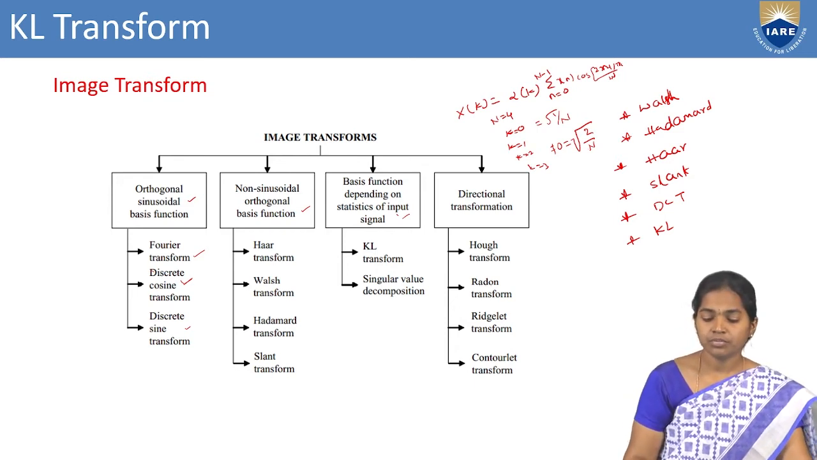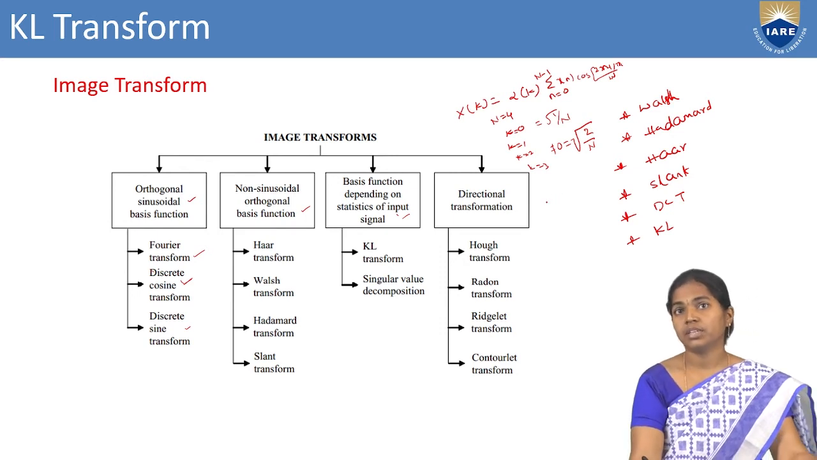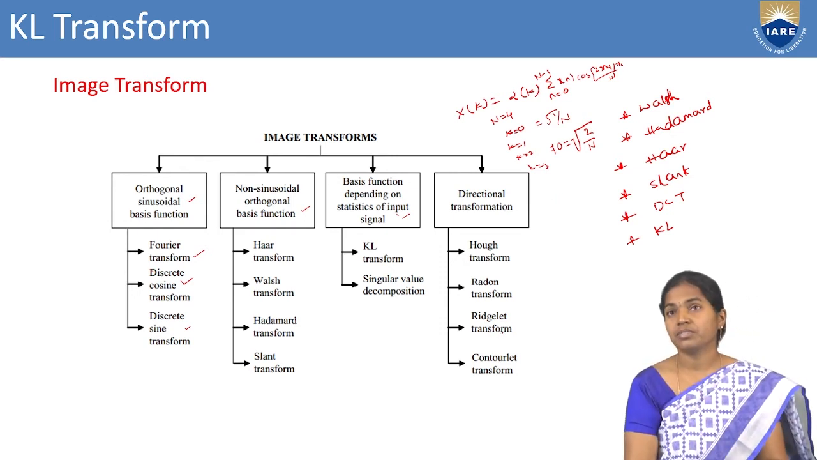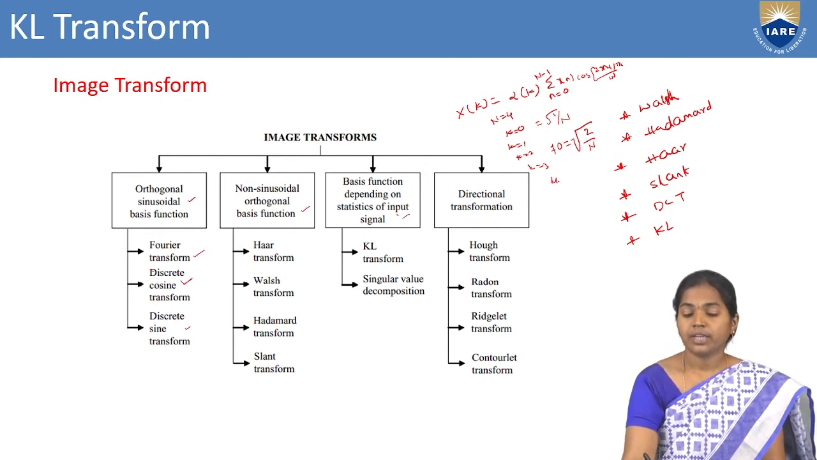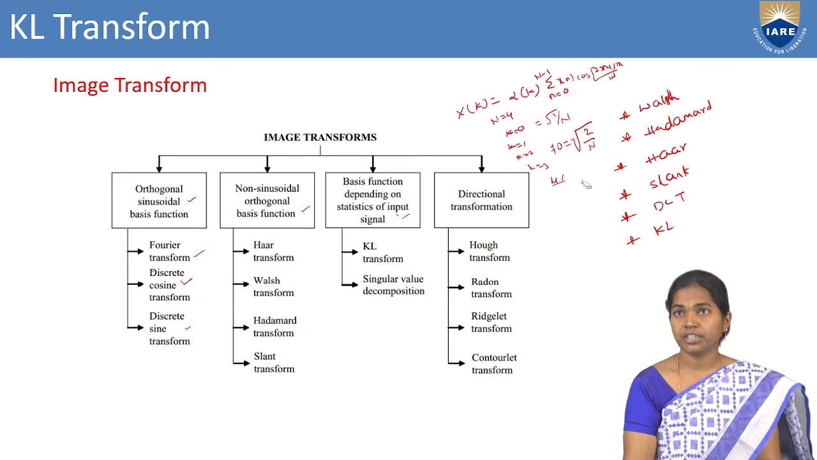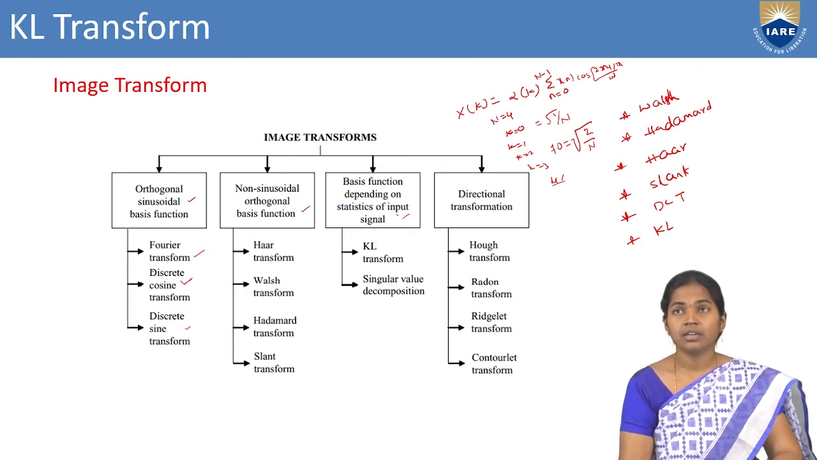With the use of this kernel equation, we find the computations. If capital N equals 4, we need to calculate 4 into 4, a total of 16 coefficients. So that is the discrete cosine transform.